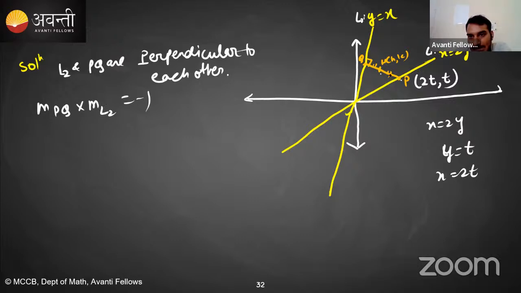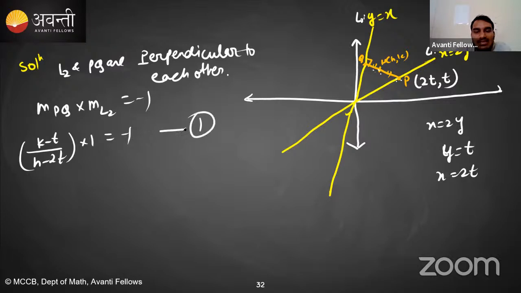Using these two points P and H, we can find the slope of PQ. It is nothing but (k - t) upon (h - 2t). The slope of L2 is clearly 1, so the product is equal to -1. So this is equation 1. Is this clear everyone? Students, is this clear or not? Tell me quickly in the chat box.